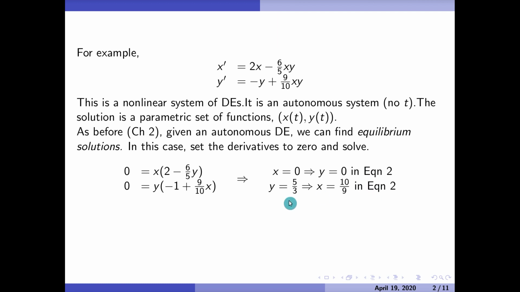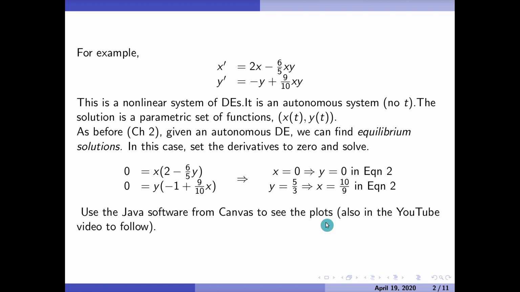So here are the solutions to those. If x is equal to 0 in equation 1, then y equals 0 in equation 2. Similarly, if y is equal to 5/3, that'll take this out in equation 1, then x is 10/9 in equation 2. And so we have two equilibrium solutions. In the xy plane, there are 2 points that never change in time. Good. And using the software from Canvas, you can see the plots.